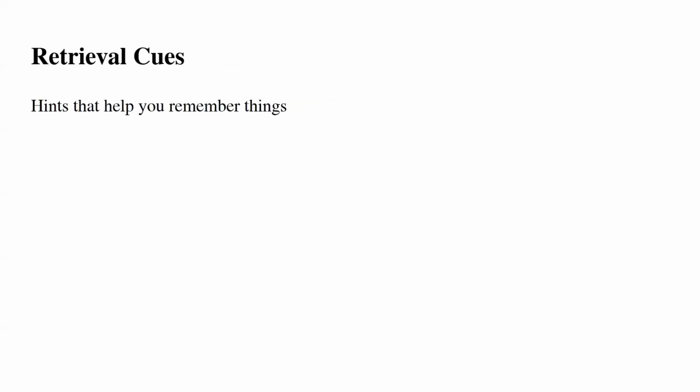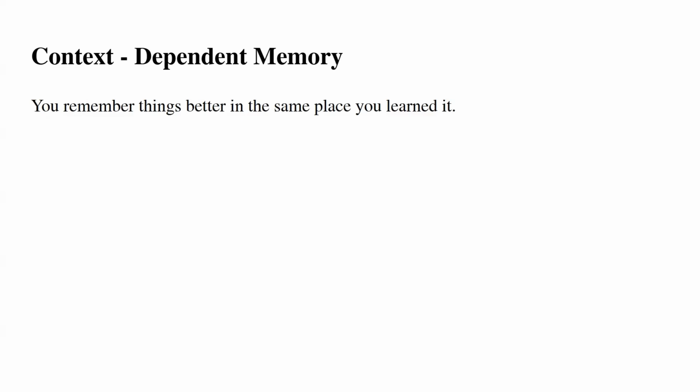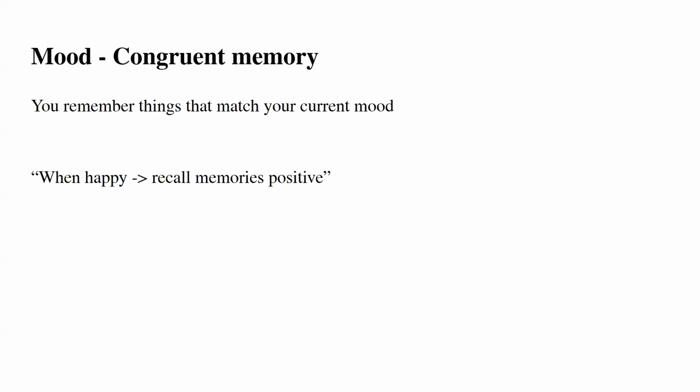Retrieval cues are hints that help you remember things. Context-dependent memory is when you remember things better in the same place you learned it. Mood congruent memory is when you remember things that match your current mood, such as when you're happy, you recall positive memories.